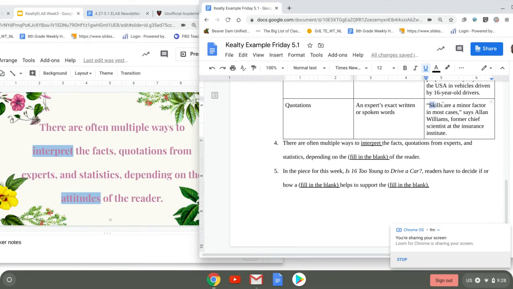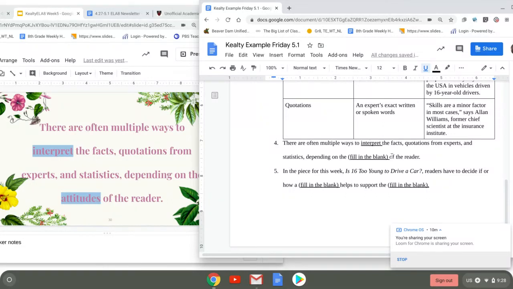If this quotation right here that says skills are a minor factor in most cases, if this wasn't from this former chief scientist at the insurance company, let's say it said skills are a minor factor in most cases, says Alan Williams, a commercial actor for the Insurance Institute, I might interpret that as, wow, he's getting paid to say this, right? So there are multiple ways that you can interpret facts and quotations and statistics, right?